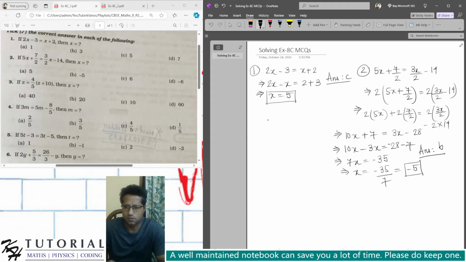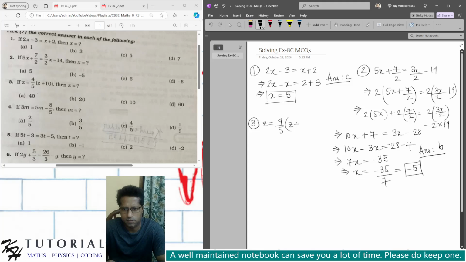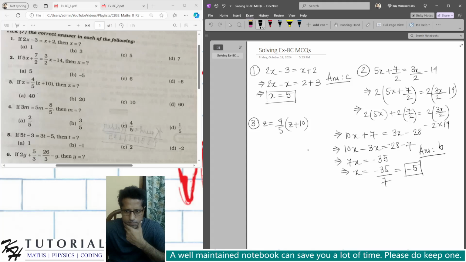Okay, let's solve question number 3. The linear equation given is z is equal to 4 by 5 multiplied by z plus 10, and this is the given linear equation, and we have to find the value of z. Now again we see that the right hand side, the RHS, is in the rational form because of the factor 4 by 5. So we would like to multiply both sides by 5 because we see 5 in the denominator.